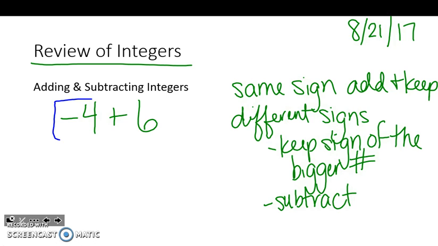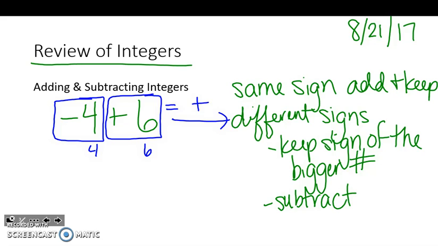So right now we have a -4 and we have a +6. So they have different signs. So we're going to keep the sign of the bigger number. So when I say the bigger number, you need to look at just the number itself. So right now we have a 4 and we have a 6. Well, hopefully you know that 6 is bigger than 4, okay? So 6 is positive. So that means we're going to have a positive answer. Our answer is going to be positive.